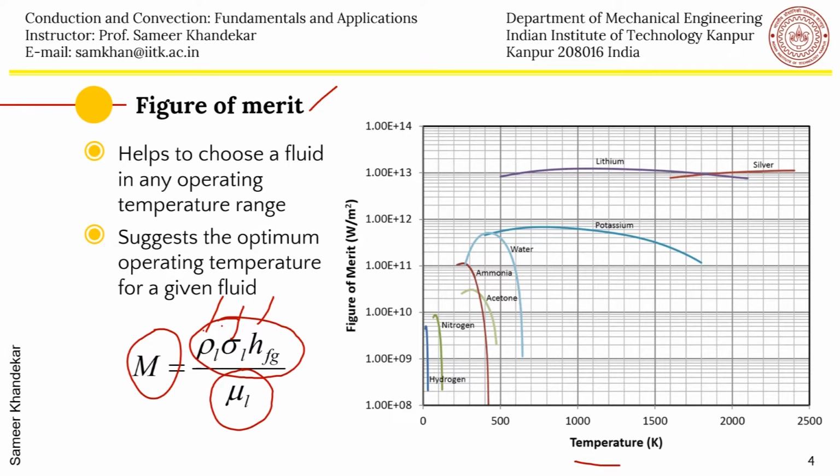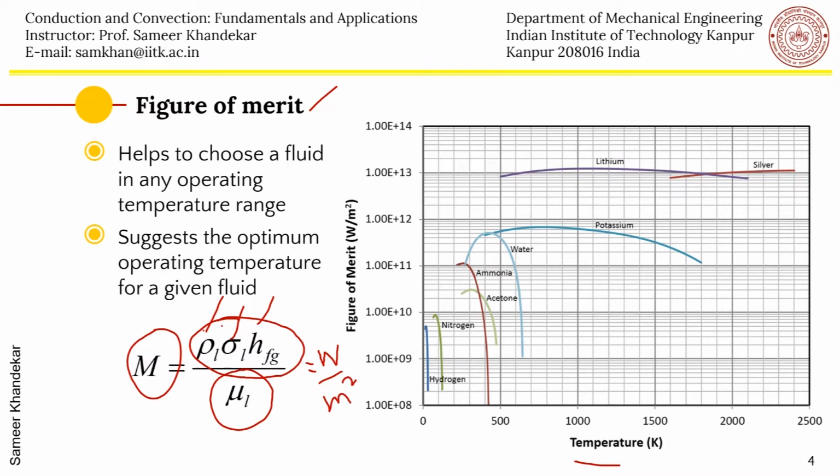So essentially, if you put the units of rho, sigma, HFG and mu, you will see that the figure of merit comes in the units of watt per meter square, which is like a flux. So it actually is indicative of the flux which can be transported by a particular fluid, and the relative magnitude of this at different temperatures and comparison with different fluids.